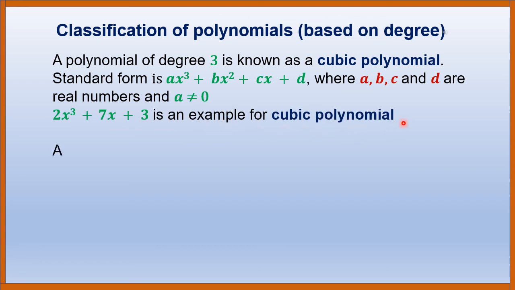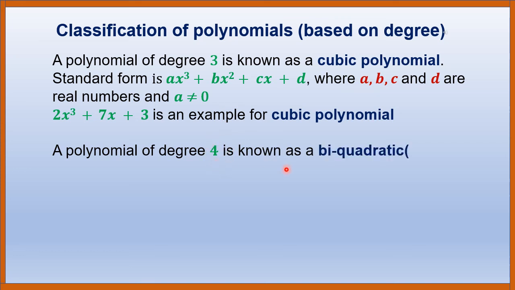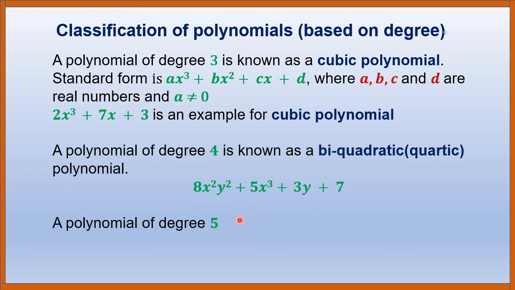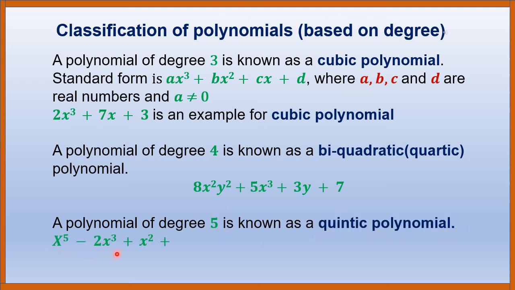Polynomial of degree 4 is known as biquadratic or quartic polynomial. 8x square y square plus 5x cube plus 3y plus 7. Polynomial of degree 5 is known as quintic polynomial. X raised to 5 minus 2x cube plus x square plus 8 is an example of quintic polynomial.